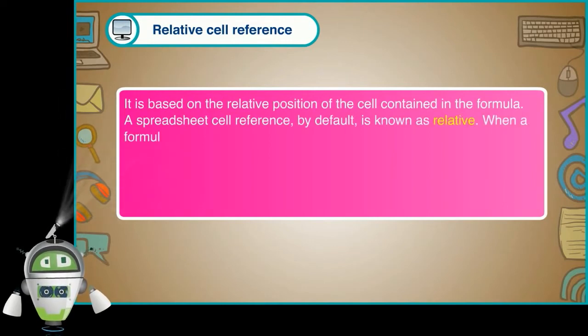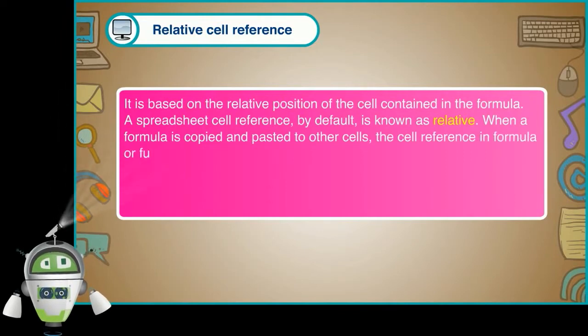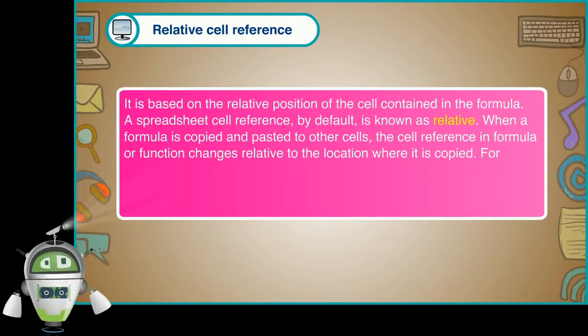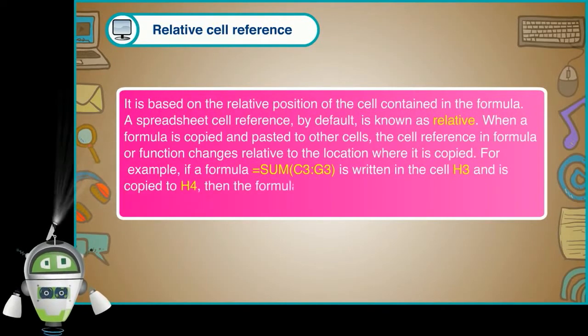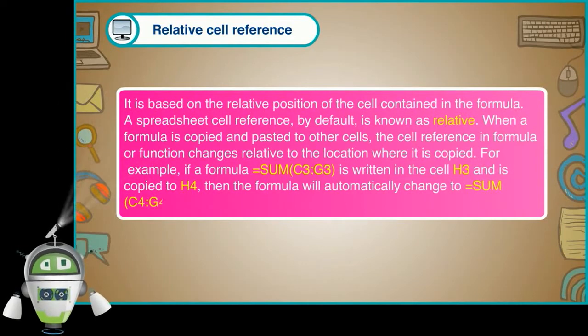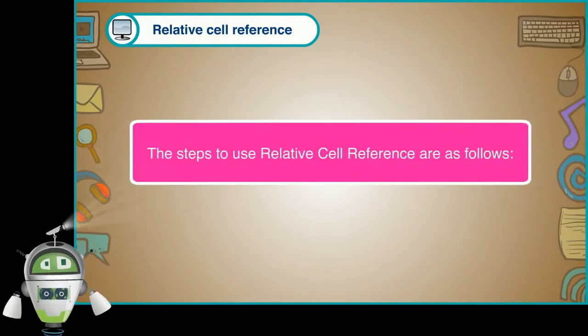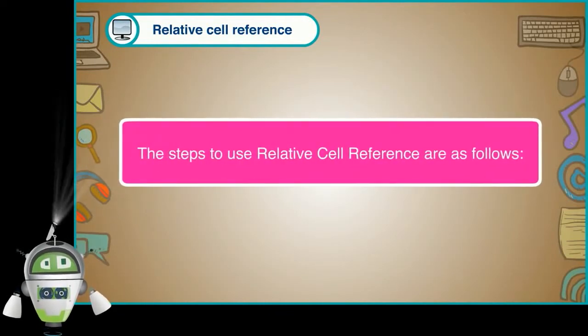When a formula is copied and pasted to other cells, the cell reference in the formula or function changes relative to the location where it is copied. For example, if the formula =SUM(C3:G3) is written in cell H3 and is copied to H4, then the formula will automatically change to =SUM(C4:G4) for cell H4. The steps to use relative cell reference are as follows.